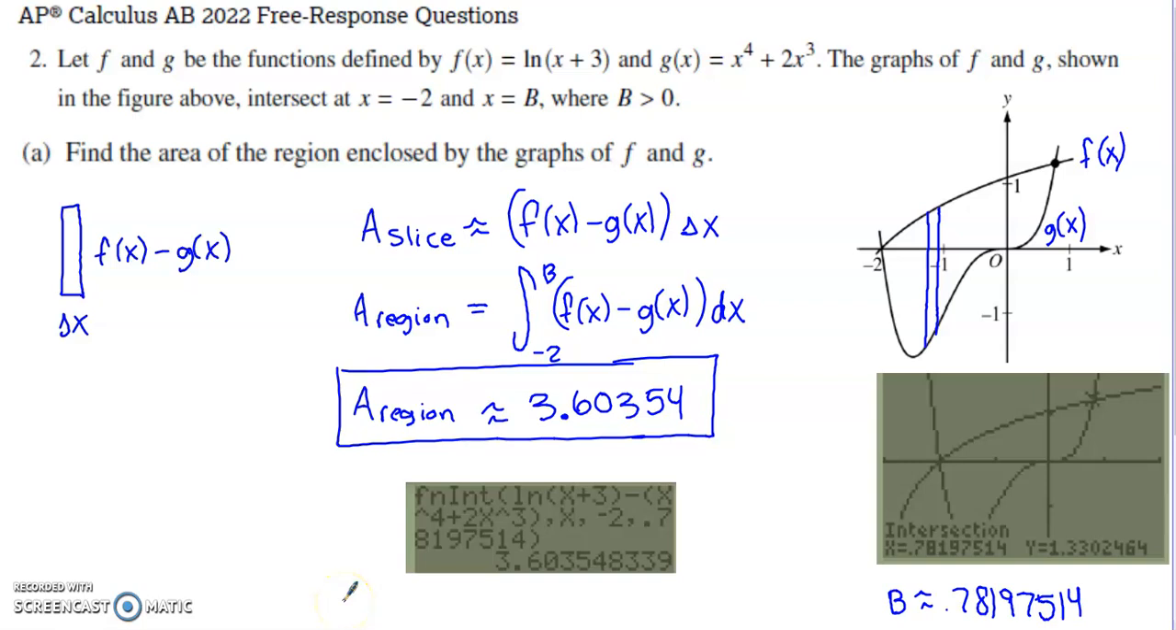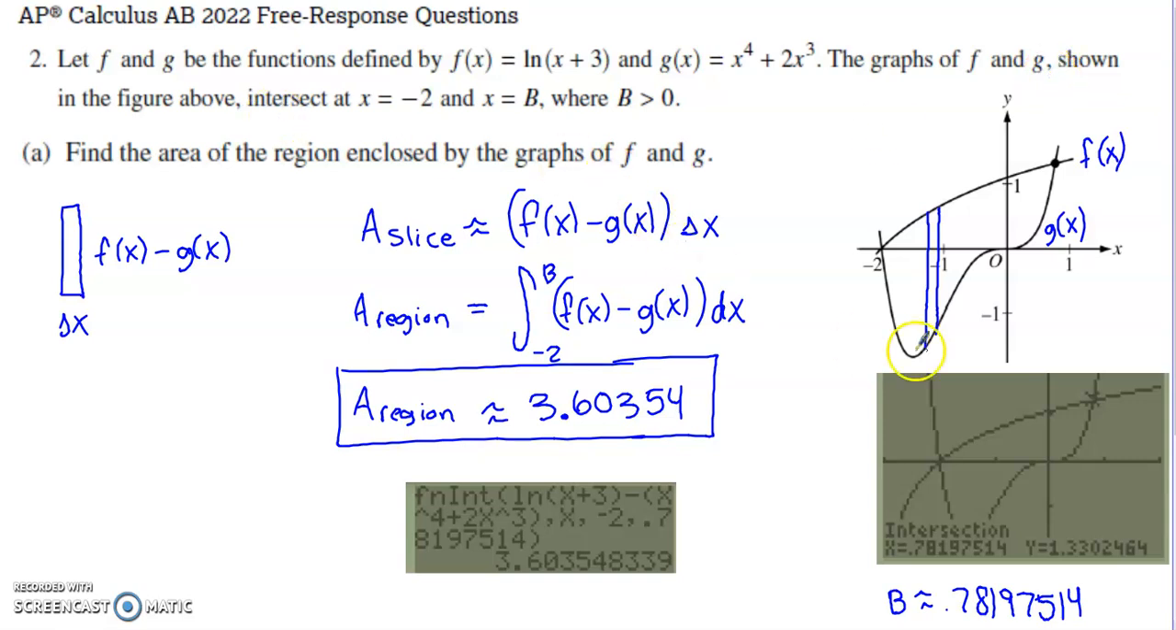So this is problem number 2 from the 2022 AP Calc AB free response set. This is a problem that deals with area and volume. They give us two functions, f and g. f is defined by this logarithmic function, and g is defined by this quartic function. They have shown us the graphs of f and g.